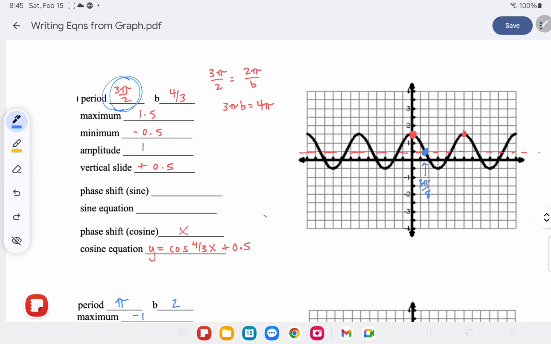And because we're going to go down first from that point, that means there is a reflection if we're talking about sine. So my sine equation is going to start off with a negative. So my phase shift was right 3 pi over 8. And y equals negative. My amplitude is 1. Sine, my b is 4/3. My phase shift is 3 pi over 8. And my graph moved 0.5 from the x-axis.